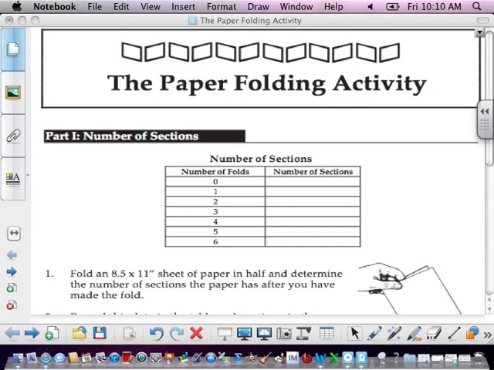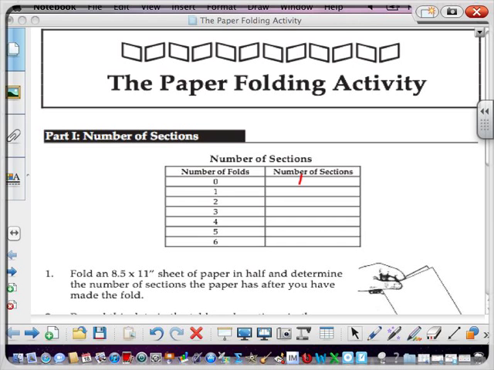Right, ladies and gentlemen, we're looking at the paper folding activity and making sure we have the same answers. We already had this filled out. If there's 0 folds, there's 1 section. 1 fold, there's 2. 2, there's 4. 3, there's 8. 4, 16, 5, 32, and 6, 64. We know what's happening each time.